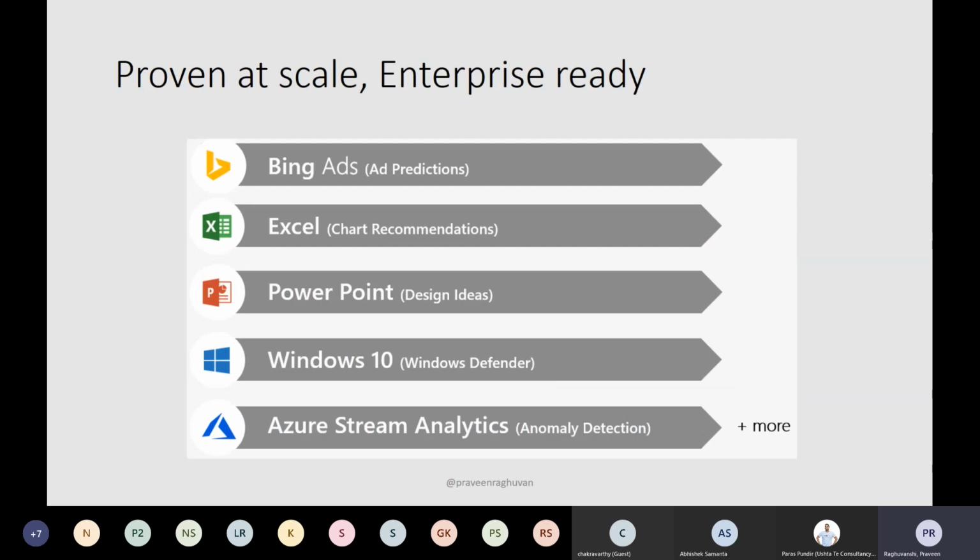So I just talked about proven at scale and enterprise ready. It's been with Microsoft for the past 18 years. That means they have been using it in Bing Ads for ad prediction, in Excel for chart recommendation, in PowerPoint for design ideas, and in Windows 10, in Windows Defender, for predicting the different types of hacks that are happening. Then in Azure Stream Analytics, it is mainly used for anomaly detection.